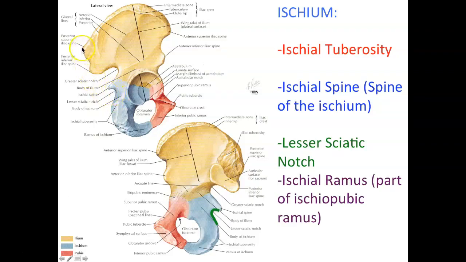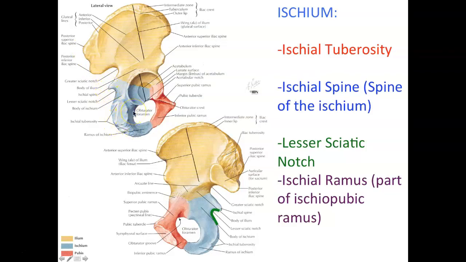So I always like to go through in a line back here to describe structures. Here's your PSIS, PIIS, greater sciatic notch, ischial spine, lesser sciatic notch, and then you have your ischial tuberosity. So you can memorize them in a row like that if that helps.